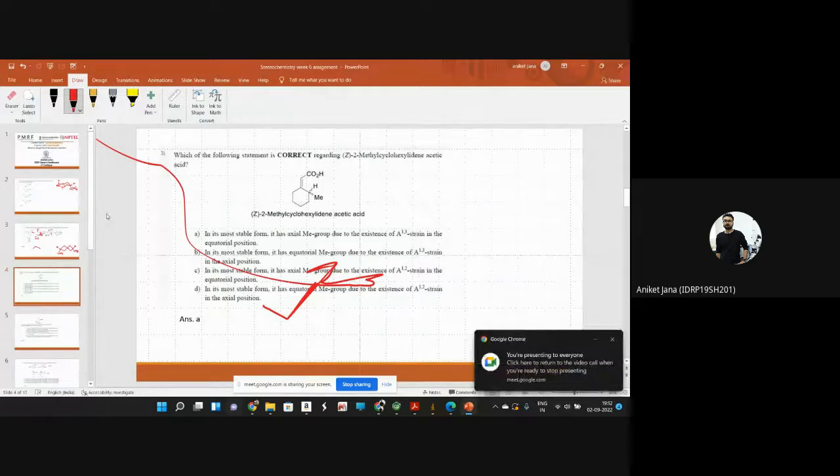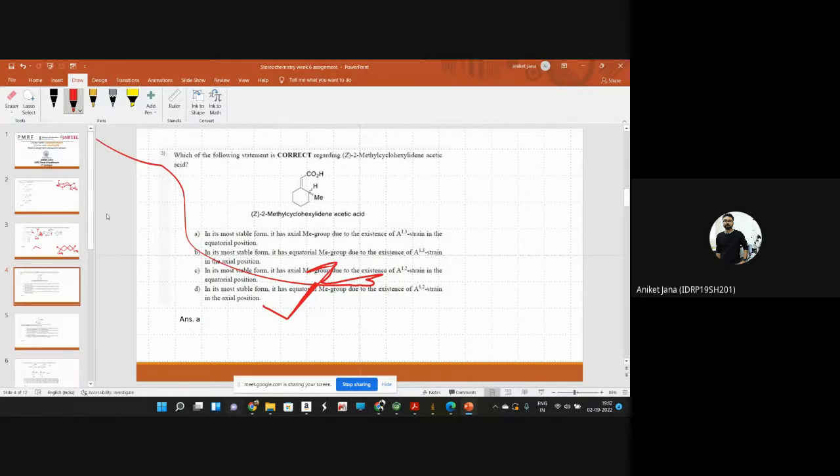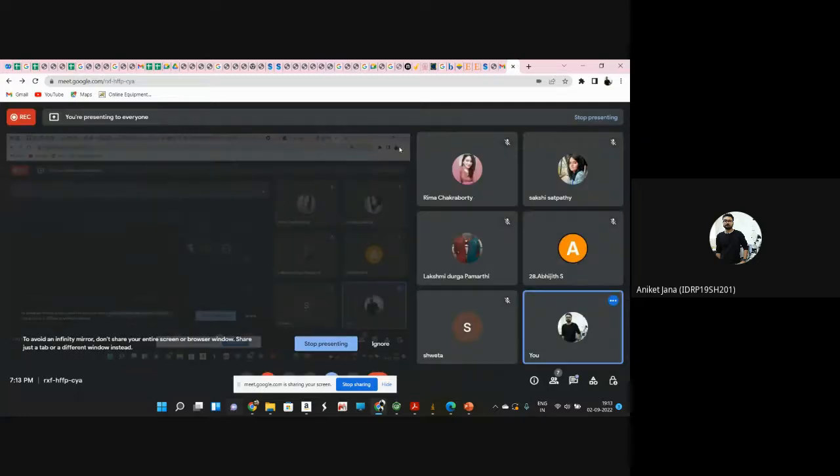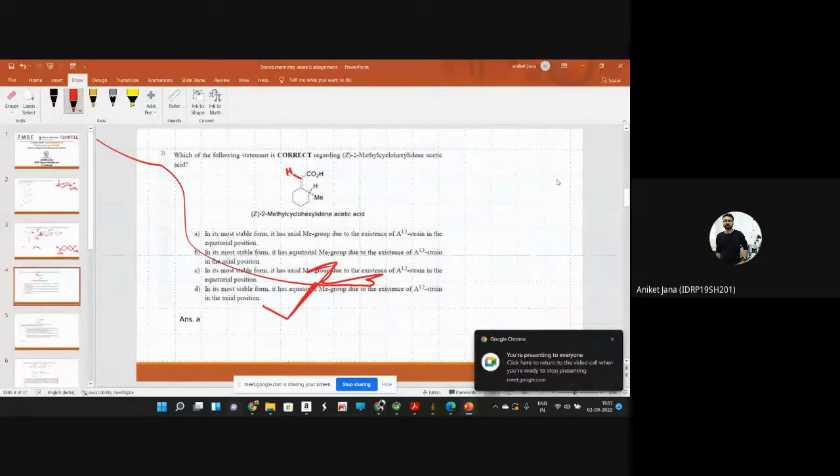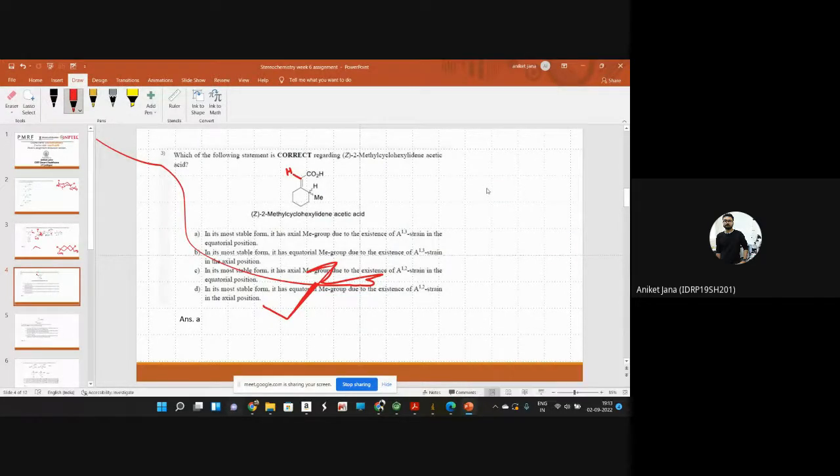Okay, so coming to the next question. Which of the following statements is correct regarding the Z-methyl cyclohexylidene acetic acid? So as here a double bond is there, there is one hydrogen, so it can exist as the cis or the trans isomer, right? So our concern is with the Z isomer.